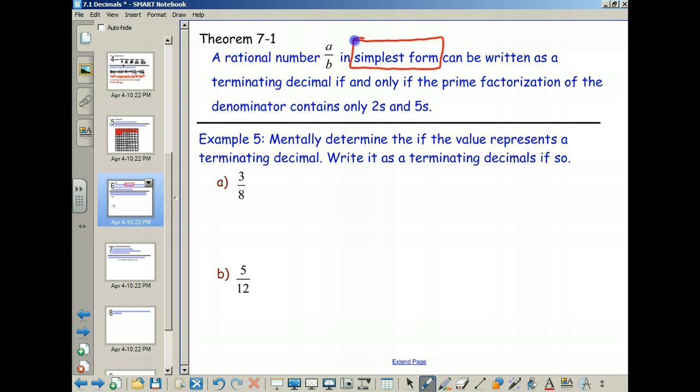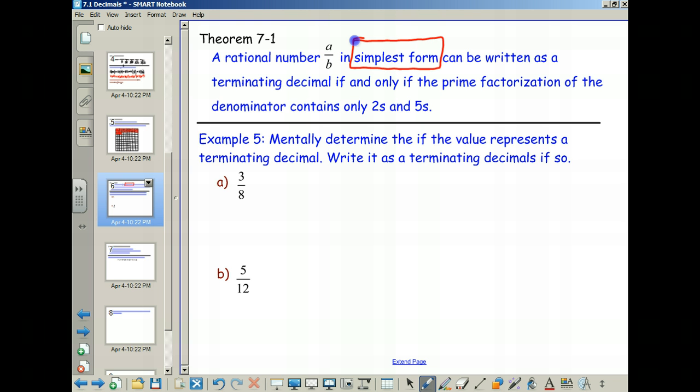Okay, we have a 3 in there. Or if it had a 7 in there. Or 11 in there. If it has another prime number as part of its factorization, unless it's 2's or 5's, then you wouldn't be able to do it.